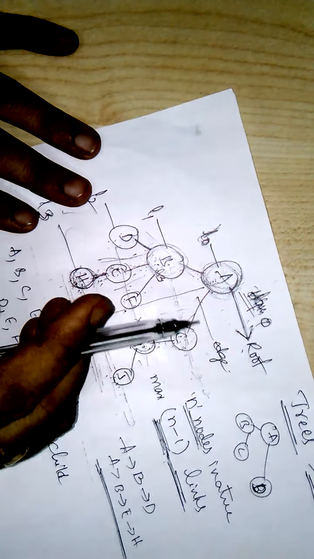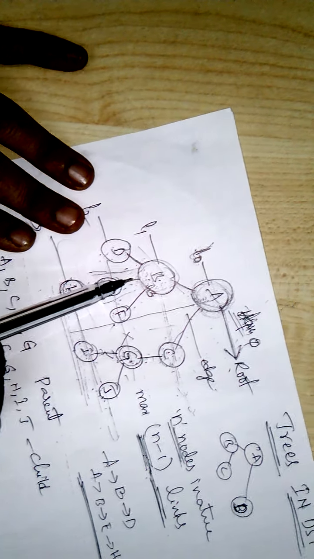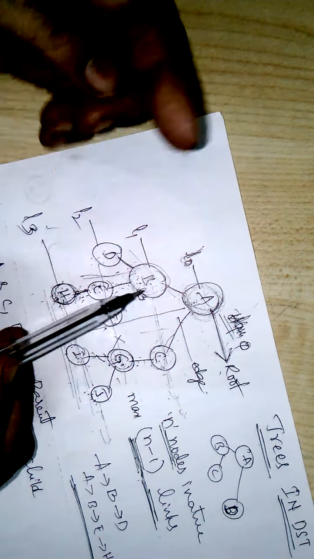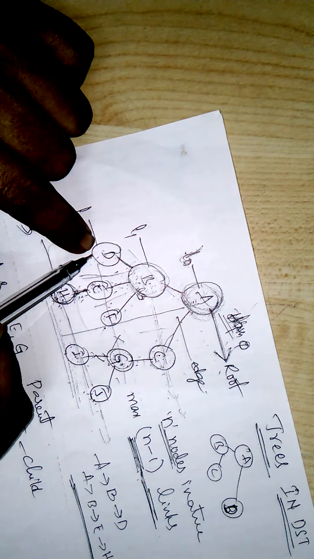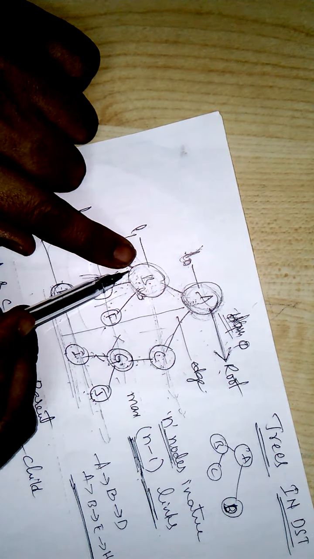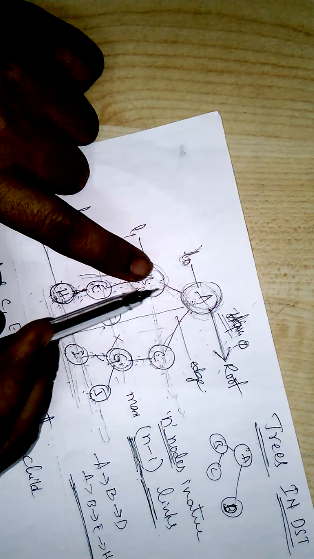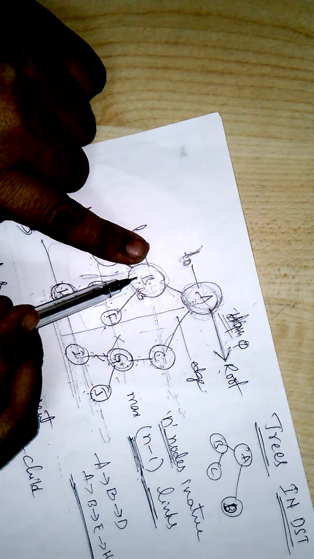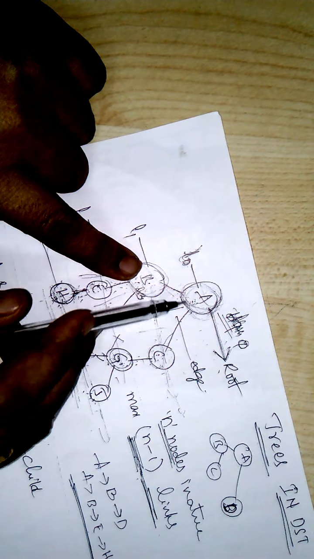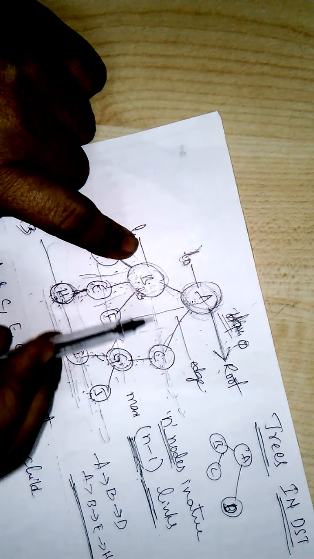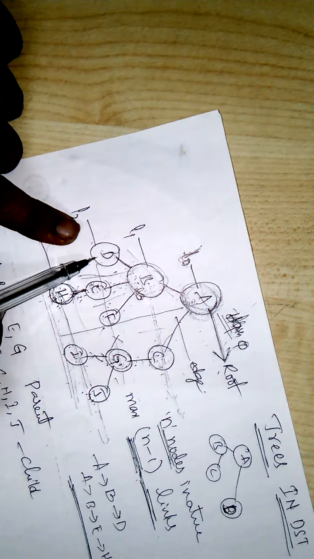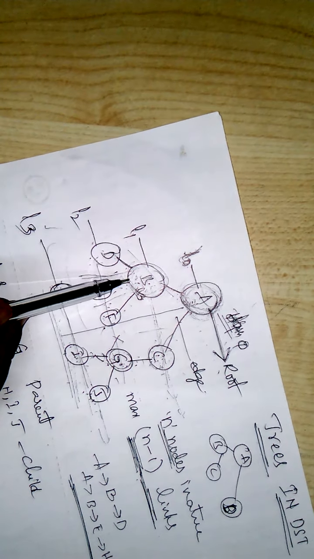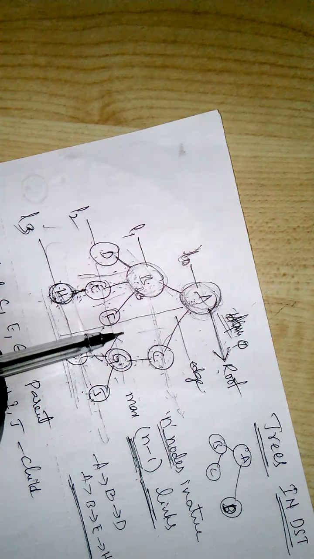Next, what is child? Child means the node which is a descendant of some node. If we take D, D is a child node which is a descendant of B. Now B is a descendant of A. So we call B a child of A, and D a child of B. B and C are descendants of A, so we say B and C are child nodes. D, E, F are descendants of B, so D, E, F are children of B. B is called the parent of D, E, F.